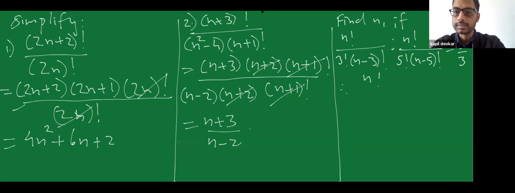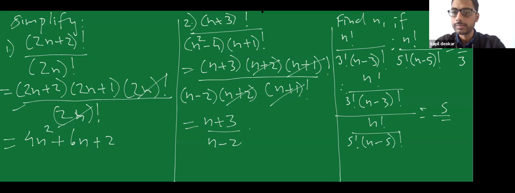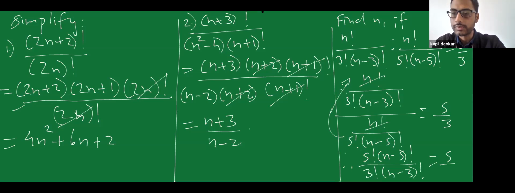So this is n factorial upon 3 factorial and n minus 3 factorial. This whole term is again divided by n factorial upon 5 factorial into n minus 5 factorial, which is equal to 5 by 3. I can cancel these n factorial terms, take this term to numerator. We have seen laws of indices. The term which is present in denominator's denominator can be written into numerator. Therefore, this will be 5 factorial into n minus 5 factorial upon 3 factorial into n minus 3 factorial, which is equal to 5:3.